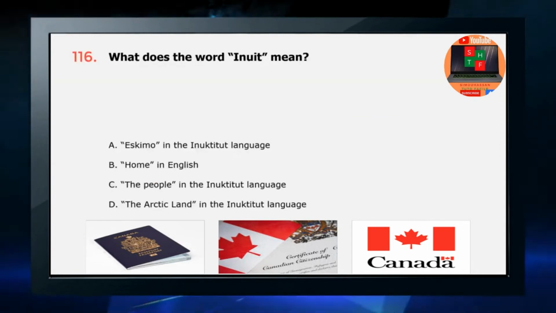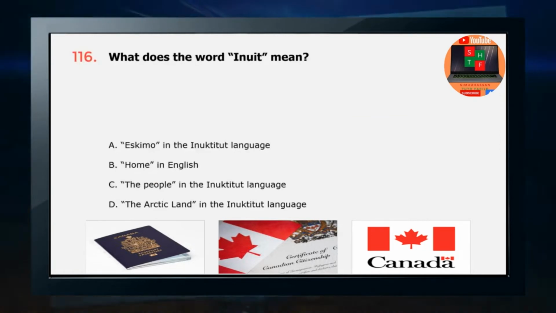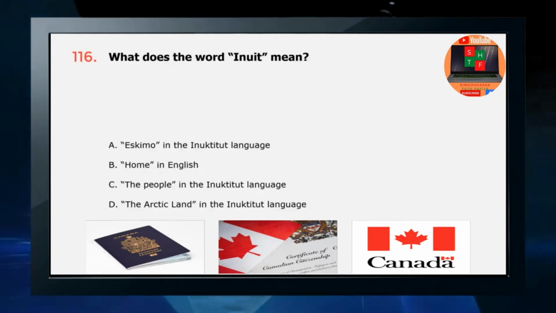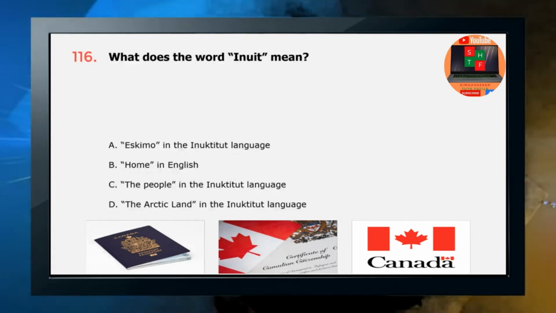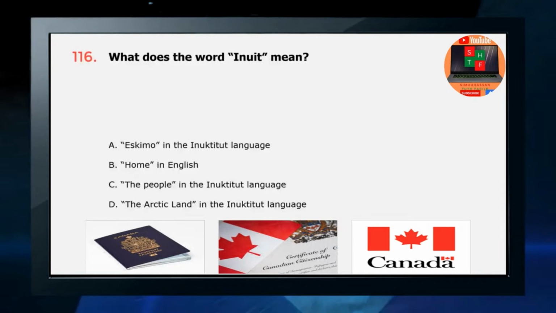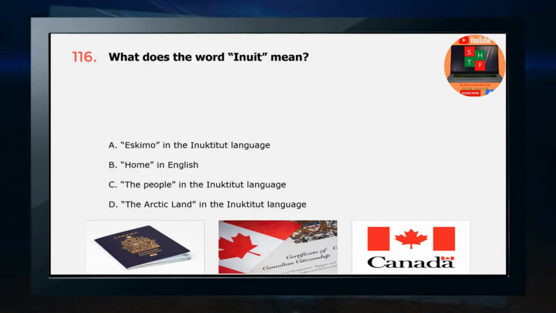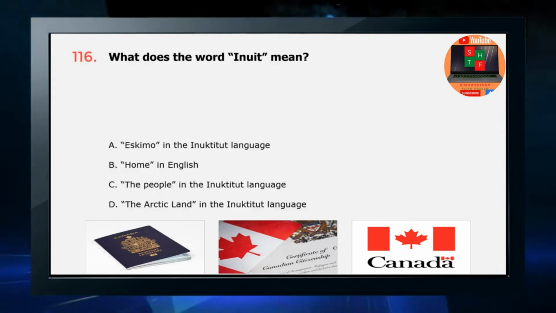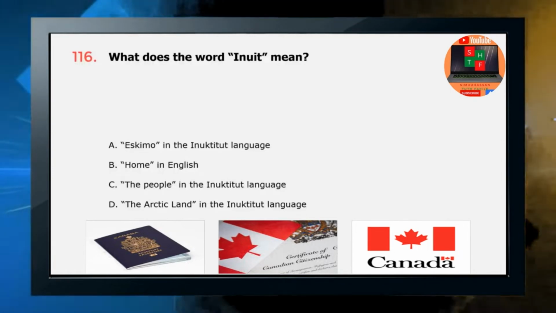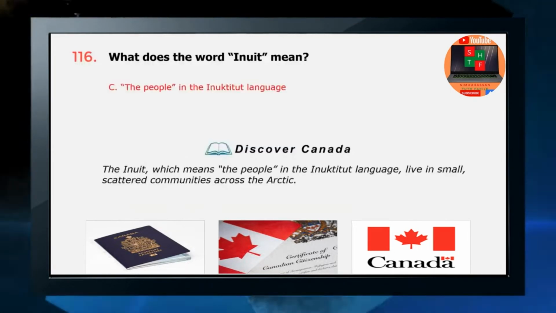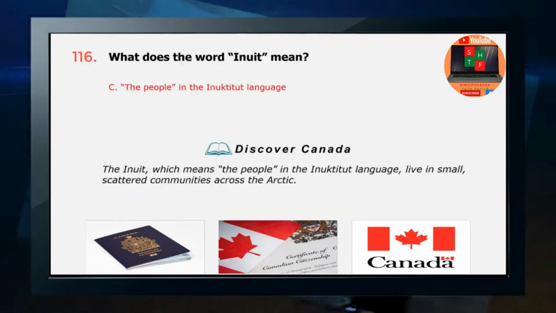Question 116. What does the word Inuit mean? A. Eskimo in the Inuktitut language. B. Home in English. C. The people in the Inuktitut language. D. The Arctic land in the Inuktitut language. The answer is C. The people in the Inuktitut language.